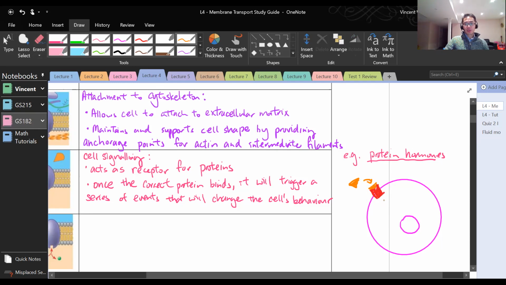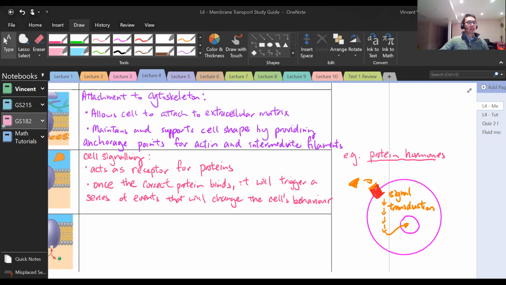As soon as this occurs, you're going to have a series of reactions going on in the cell. Ultimately, this is going to perhaps turn on a gene or turn off a gene, so then it changes the behavior of the cell. In the lecture, these series of reactions are called signal transduction. Now this is for protein hormones.